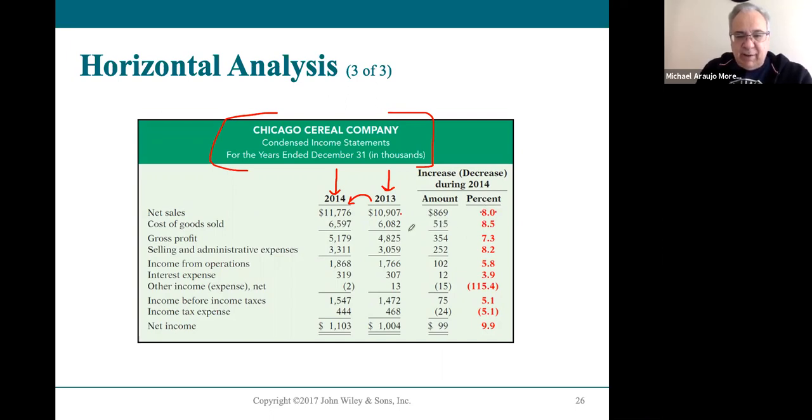Okay. Again, cost of goods sold went from 6082 to 6597. That's an increase of 515. 515 divided by the 6082 base gives you an increase of 8.5%. And again, you're doing this all the way down. Okay.